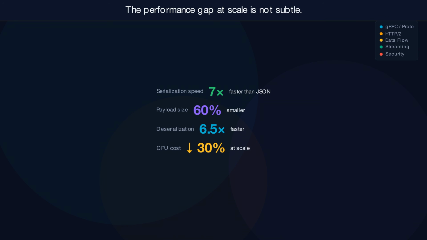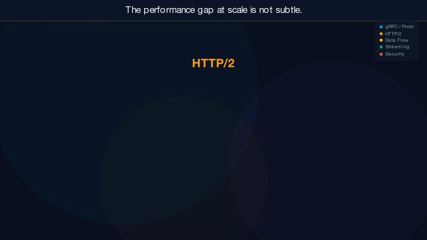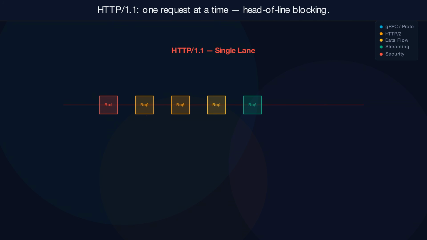HTTP/2, the transport engine. HTTP 1.1 has a fatal flaw, head-of-line blocking. One TCP connection, one request at a time. Need 10 concurrent calls? You open 10 separate connections. It is the worst possible use of network resources.